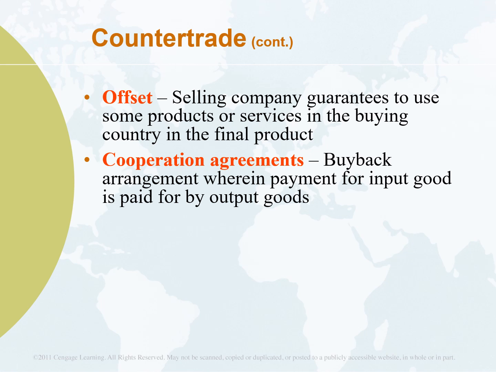Also in countertrade, there is something called offset. That is where a selling company guarantees to use some products or services from the buying country in the final product. It's called offset. Or cooperation agreements. That's a buyback arrangement where payment for input goods is made with output goods. That's called a cooperation agreement. That's also a form of countertrade.